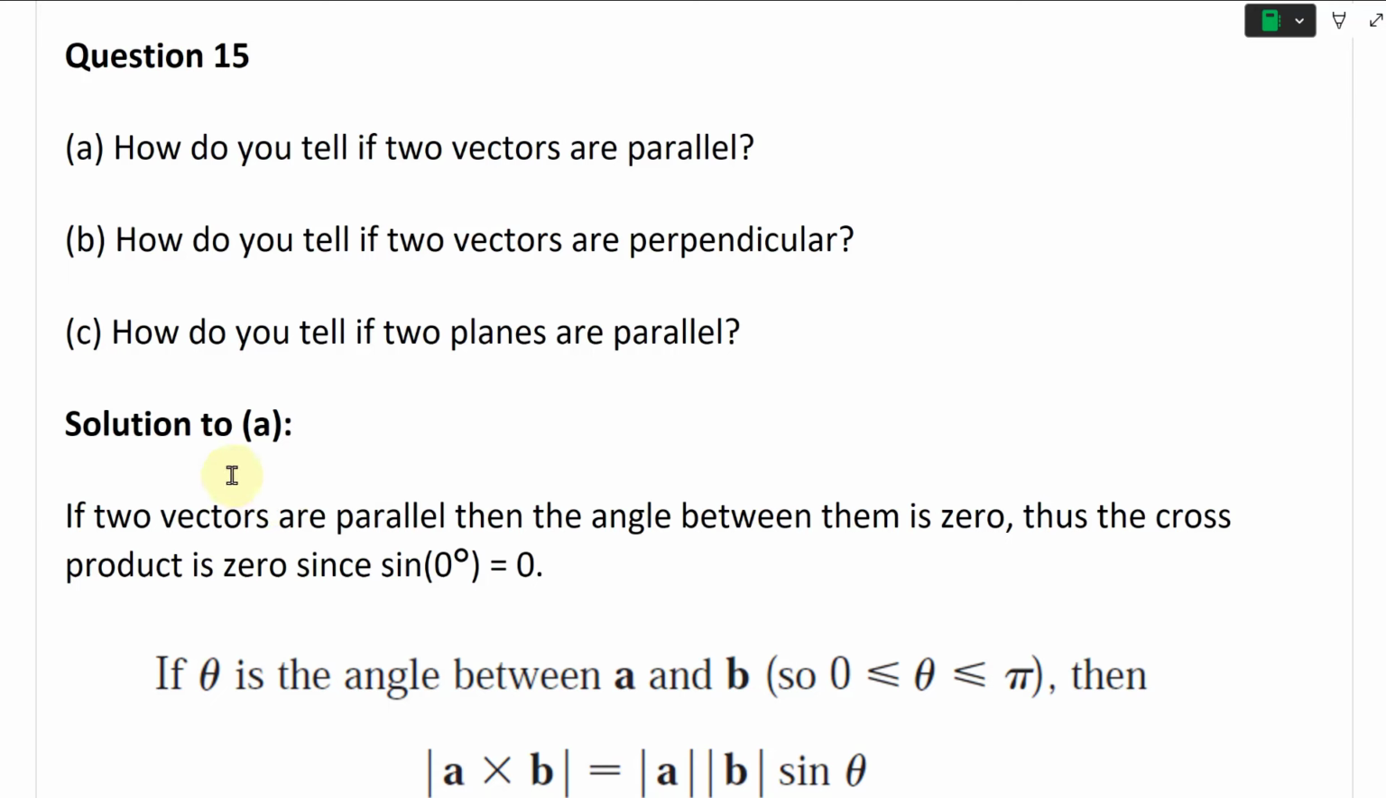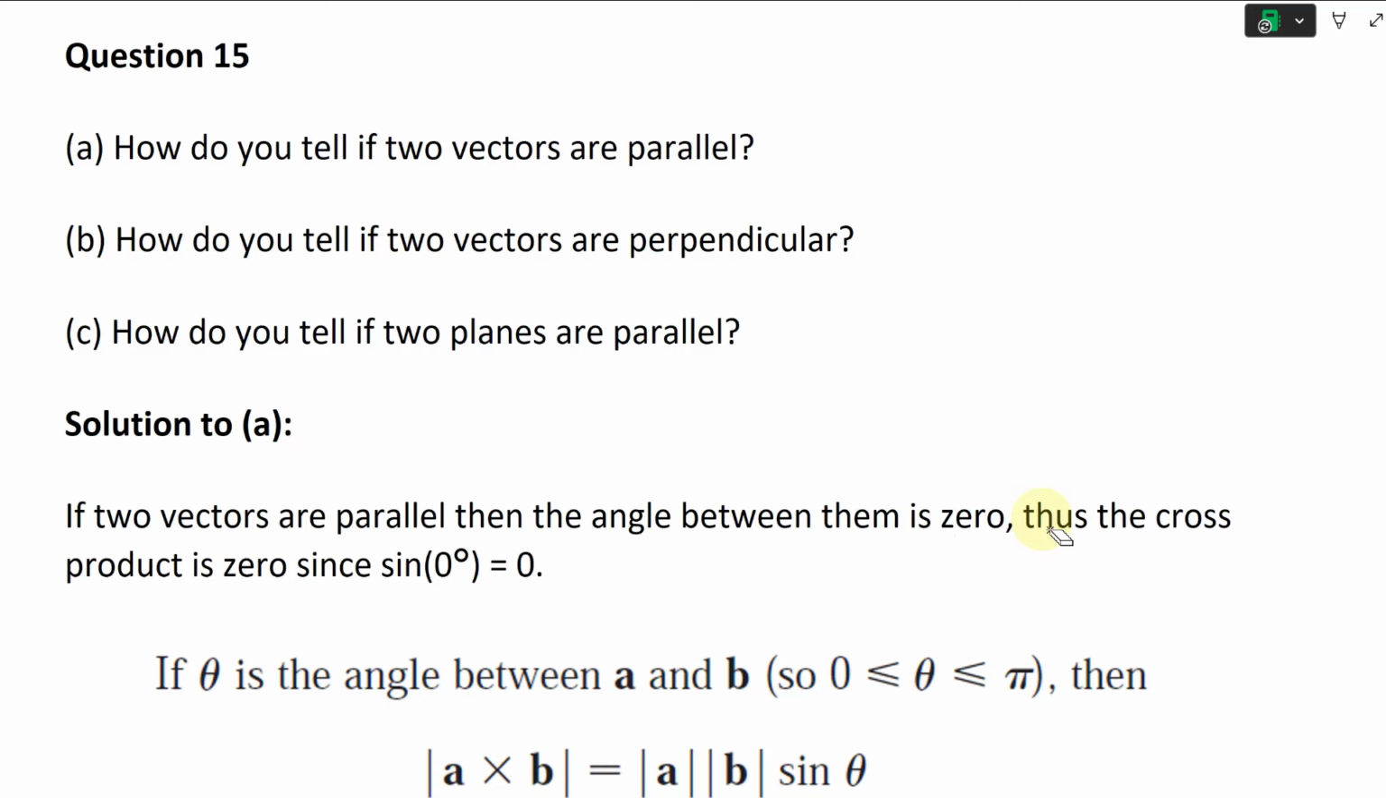So the solution to A: if two vectors are parallel, then the angle between them is 0. So if two vectors are parallel, so you have a vector like this and this one, if you superimpose them, the angle between them is just going to be 0. Theta is equal to 0, like that.